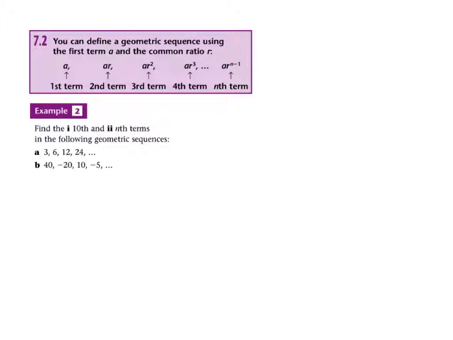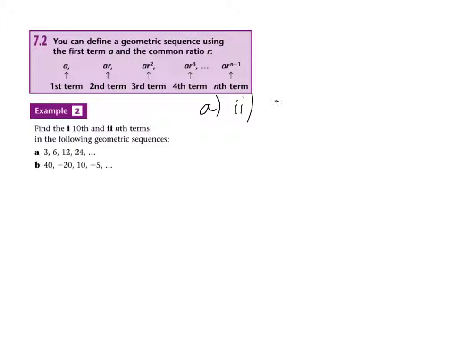So let's use this in these questions to find both the 10th term and the nth term of these sequences: 3, 6, 12, 24, and 40, negative 20, 10, and negative 5. Now, the first thing we're going to do is actually do part 2 of each question. So to start off with part A, we're going to start with part 2, and the reason I'm going to do that is because it's the easiest bit to do.